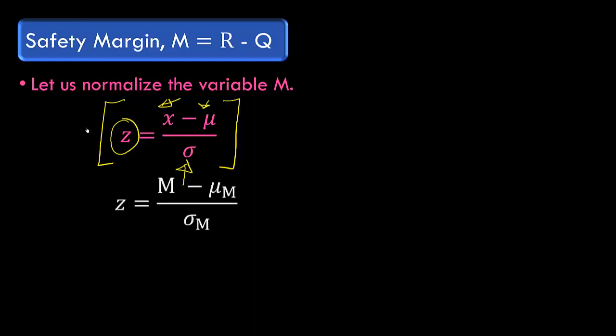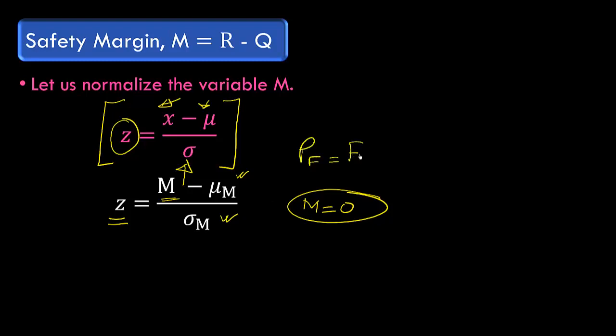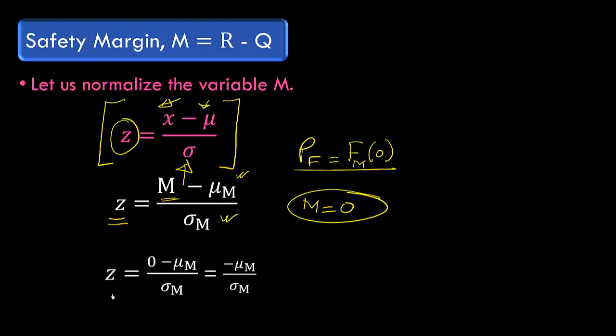So in this case, in place of X, my random variable is the safety margin M, and mu M we already know and sigma M we already know. We are interested to calculate the value of Z when M is equal to 0, because at that point we can calculate the probability of failure. If you remember, we said probability of failure is nothing but the CDF of M evaluated at 0. So we can plug in M equals 0, and the corresponding Z value is nothing but minus mu M divided by sigma M.